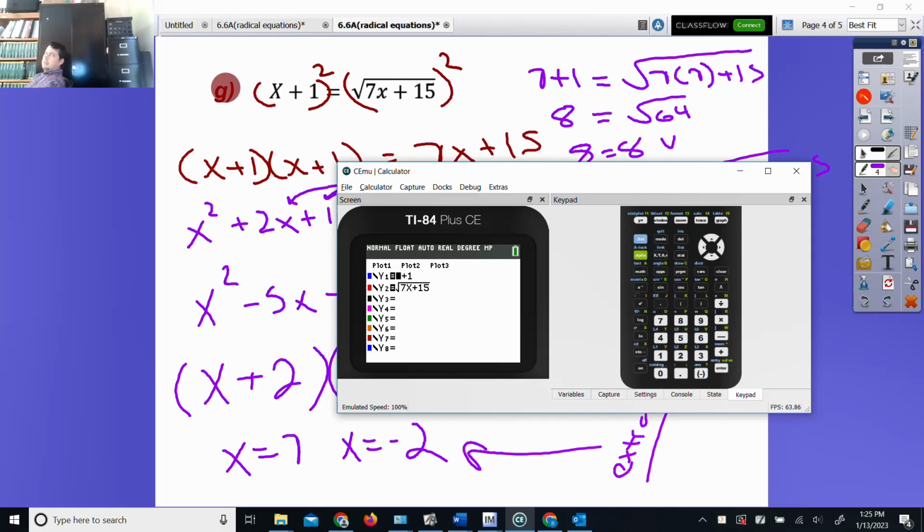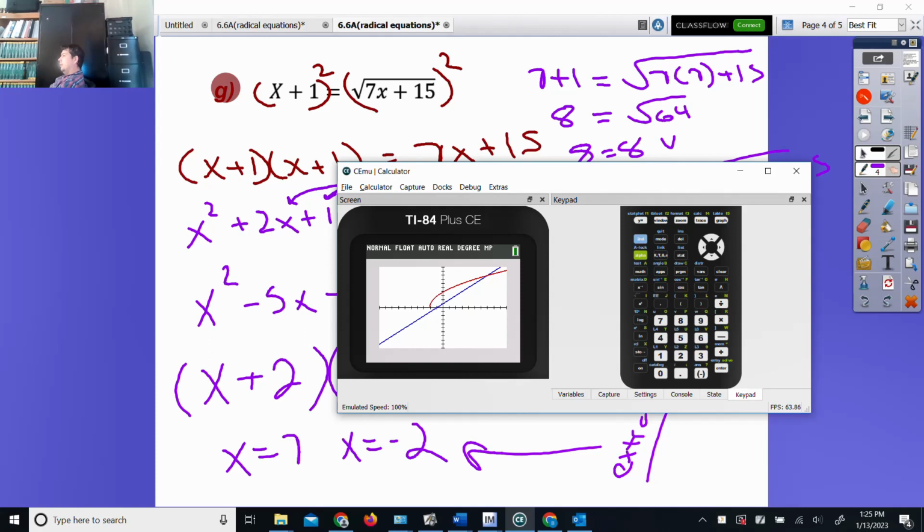Now, we decided that negative 2 didn't make sense, so I'm going to do my zoom 6 here. And we're going to see the arm and the line intersect. You should see an intersection right around where x is 7, right? Do you see an intersection where x is negative 2? Why not? It was extraneous. So keep that in mind.